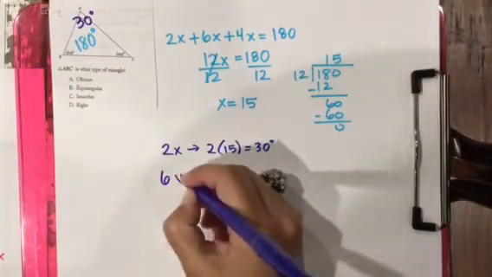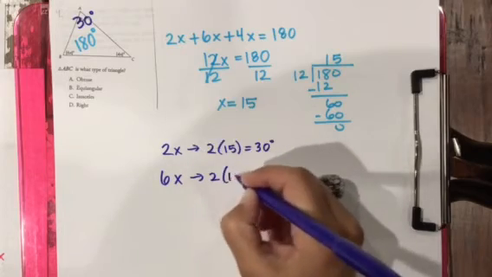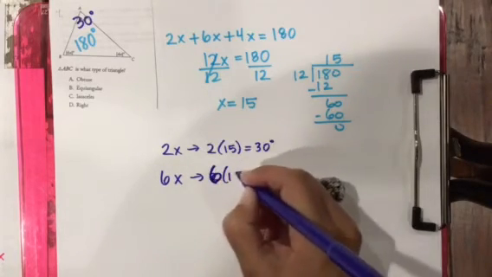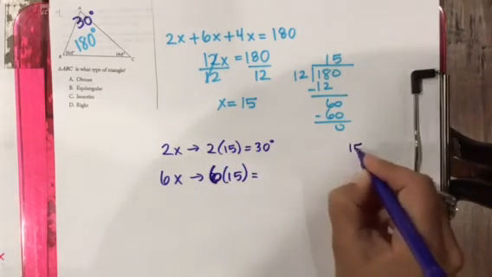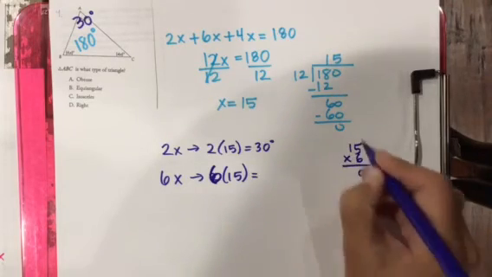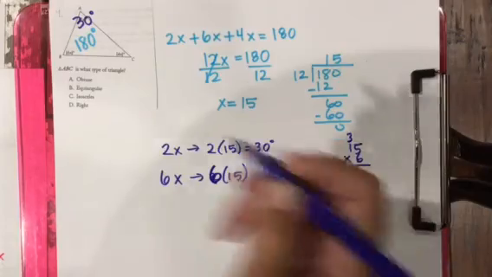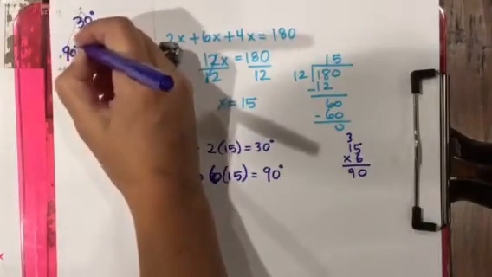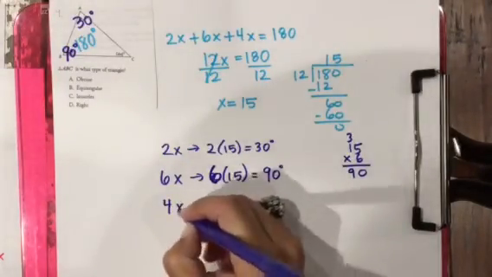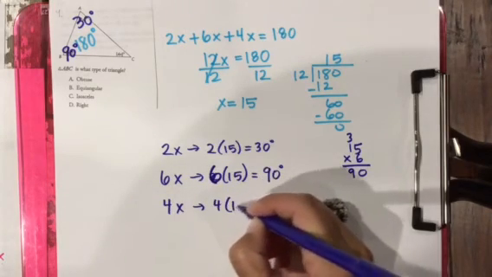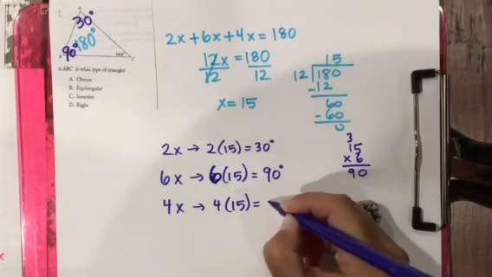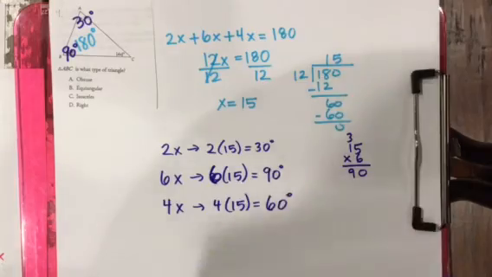The 6x angle, that's 6 times 15. 15 times 6 is 90 degrees. So I'm going to rewrite this one as 90. And then 4x, 4 times 15 equals 60. So I'm going to write this one as 60.